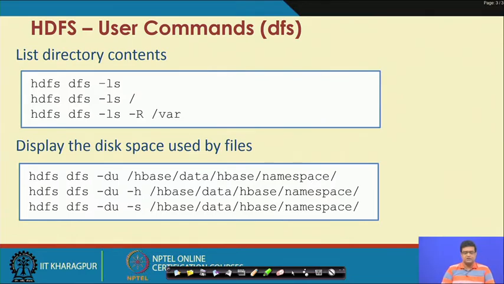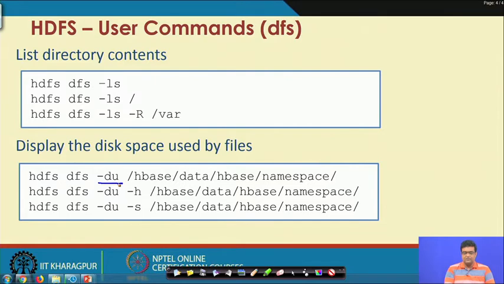Similarly, you can use other commands to view, for example, the contents of the root directory, the second command, or recursively view the contents of a particular directory. Now, similarly, you can use the du command to view the disk space occupied by various directories.